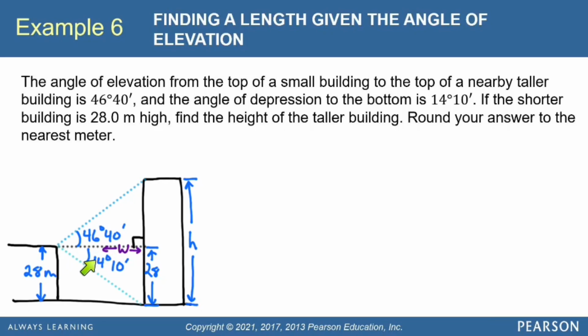Okay, now coming from the angle that I know, I also know the opposite side from that angle, and I'm interested in finding the adjacent side. So opposite and adjacent makes us think of tangent. Let's write tangent of 14 degrees and 10 minutes equals opposite over adjacent. So 28 over W. Now this is almost exactly like what we saw in the last example.